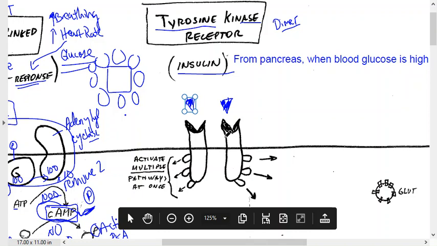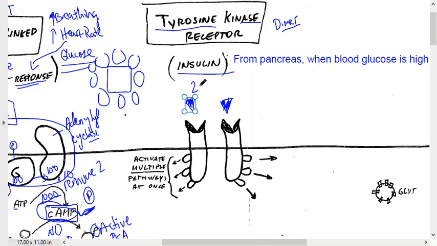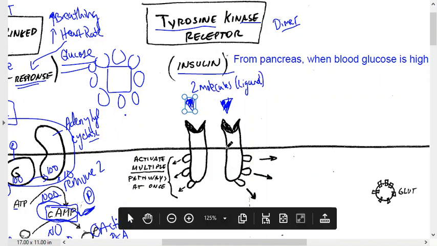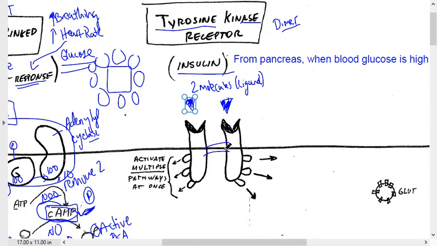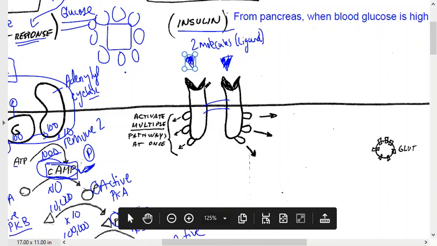And as is, they are inactive, but when they are bound to their ligands, remember these are signaling molecules, also called ligands, so I'll say two molecules of insulin. So insulin is the ligand in this case. They actually will connect to each other, so just imagine them coming together. I'm just going to draw a little bridge here, but they physically will move together just a little bit because they're right next to each other in the cell membrane.